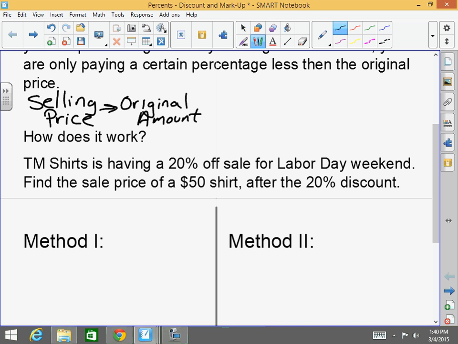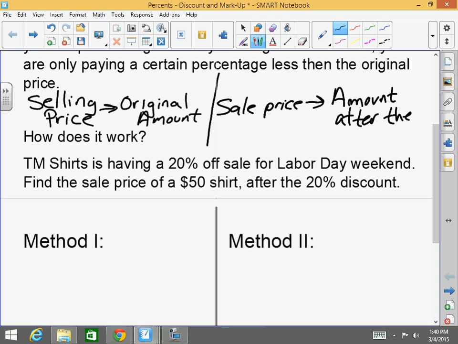Sale price is the amount after the discount. You've got to understand the difference between those two words. Selling price is what they originally sell it for, the original price.